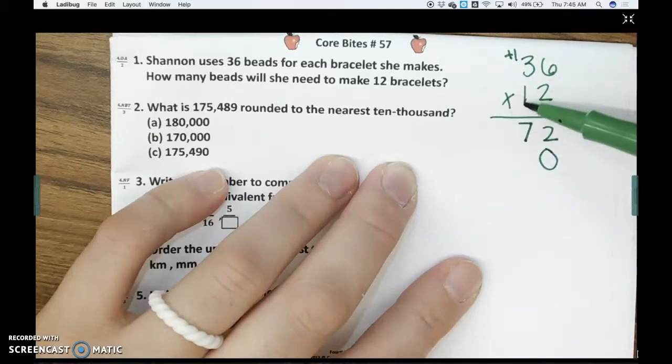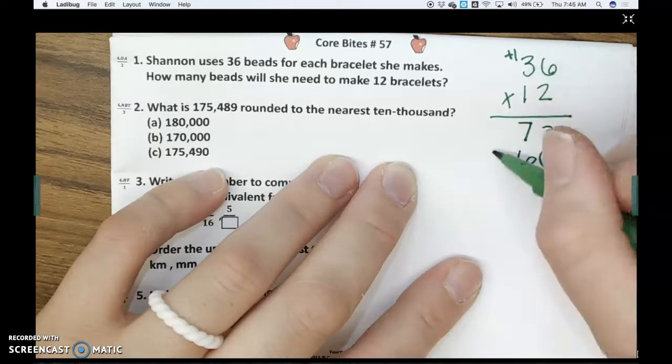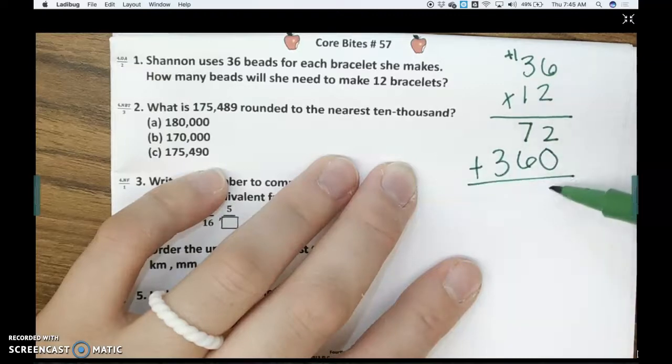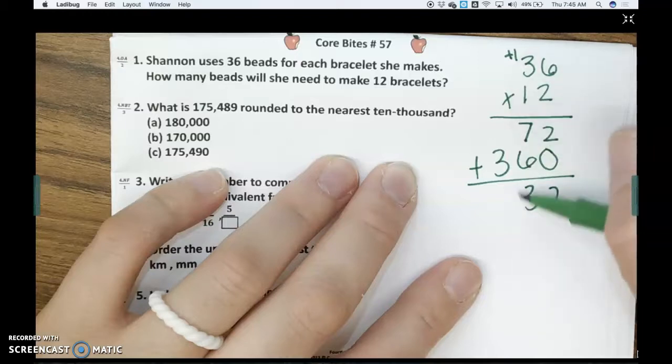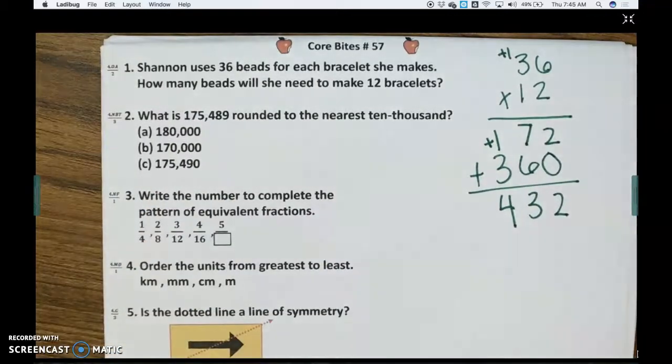And now we're going to do this side. So 1 times 6 is 6. 1 times 3 is 3. So now we're going to add those up. So 2 plus 0 is 2. 6 plus 6 is 12, plus 1 is 13. 3 plus 1 is 4. So your answer is she's going to have 432 beads to make those 12 bracelets.